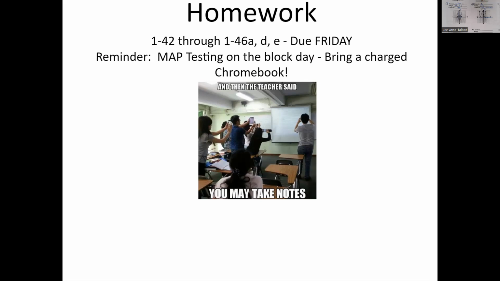Good. Okay. Oh, and then this is my note for the day. It says, and then the teacher said you may take notes, and everyone gets up and takes a picture of the screen instead of writing them down. You know, 2024 problems. Except for that. No, we can't take notes with our phones anymore, and our Chromebook cameras are terrible.